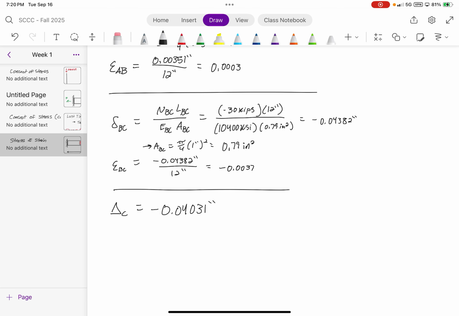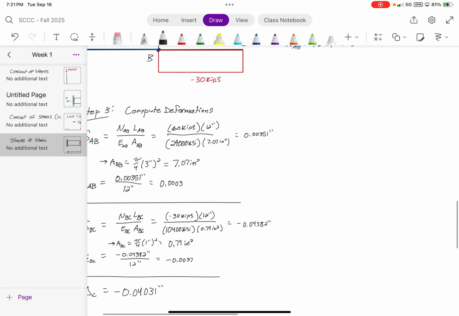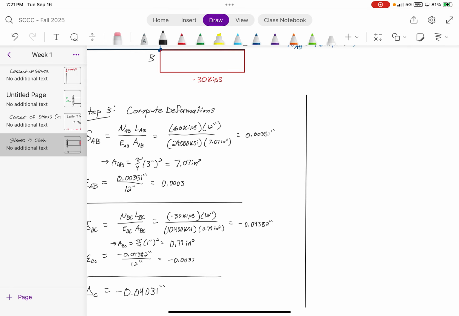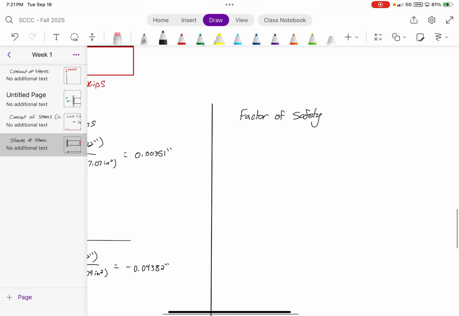All right. Now, let's get back to this. So, now I want to ask you guys something a little bit different. What is the factor of safety of each material?